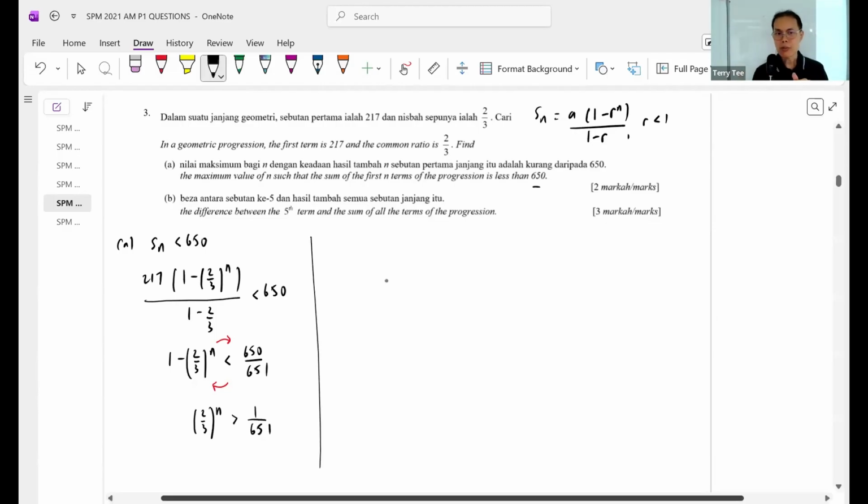Yeah, some people may prefer to bring this over and write negative 1 over 651. Then when you multiply and divide with a negative, the symbol has to change. You get to this line. If you want, you can do one extra step. I'm just switching them straight away.